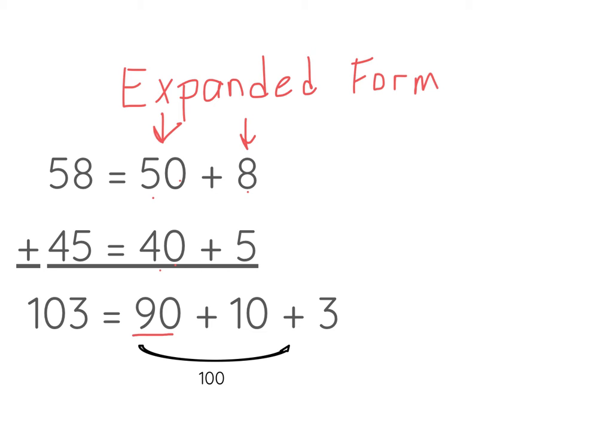A lot of times we will expand that into a 10 plus a 3. That allows us to add our tens together to get 100 plus the 3 for a final answer of 103. Again, the reason it's called expanded form is because we write it in expanded form and then we add each column.